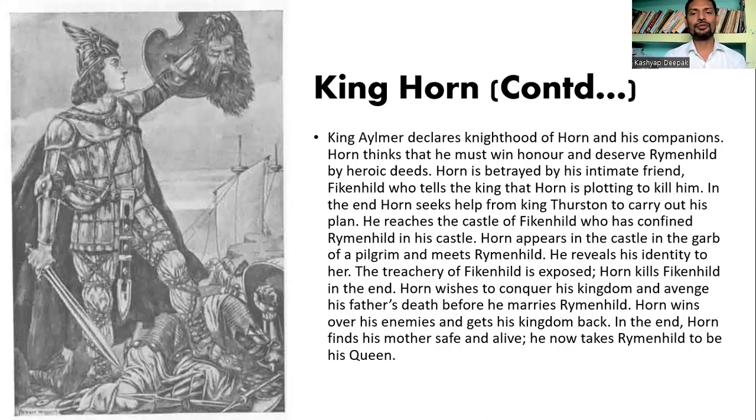Fikenhild. In the end, Horn wishes to conquer his kingdom and avenge his father's death before he marries Rymenhild. Horn wins over his enemy and gets back his kingdom. In the end, Horn finds his mother safe and alive. Now take Rymenhild to be his queen. And you can see that it is again a glory of person, how his father is killed, he lost his kingdom, he meet another king, fall in love with his daughter, then a plot against him, he killed his enemy, then he go back again and avenge those people who killed his father, take his kingdom back, find his mother, and now he's having a queen.